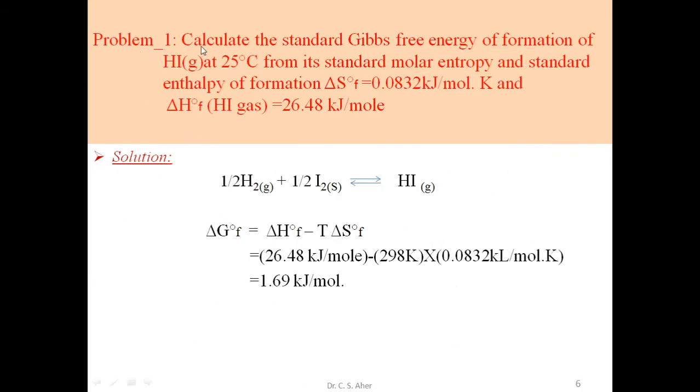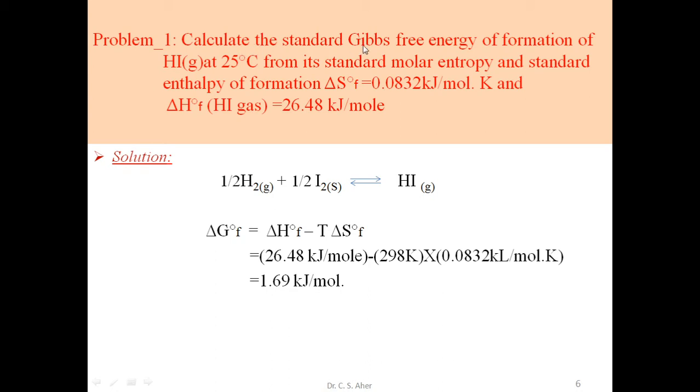So first problem: calculate the standard Gibbs free energy of formation of HI gas at 25 degrees centigrade from its standard molar entropy and standard enthalpy of formation. So these two values, the standard molar enthalpy of formation and standard molar entropy of formation, are given. Again, the temperature T is also given, but it is in degree centigrade. We have to convert into Kelvin by adding 273. So 25 degrees centigrade is converted to 298 Kelvin. So it is a very simple problem.